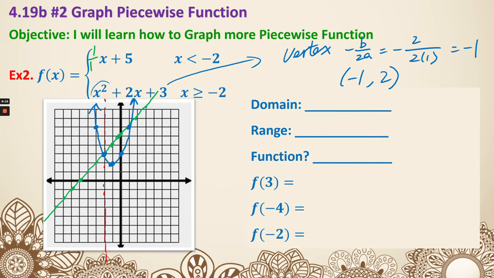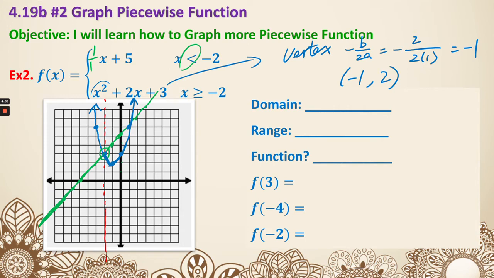And now it's time to check which part we are going to keep. For the linear one, x is less than negative 2, so I'm not going to keep a solid point. That is going to be an open circle. Next, x squared plus 2x plus 3 is actually this portion to the right of the line. And I'm going to keep all of that.